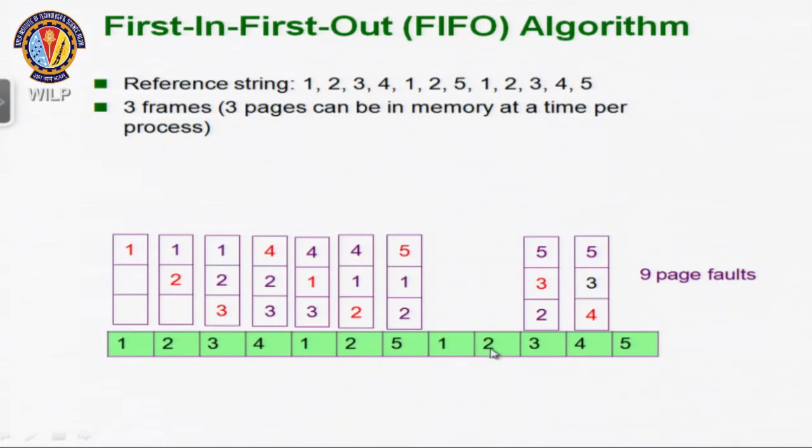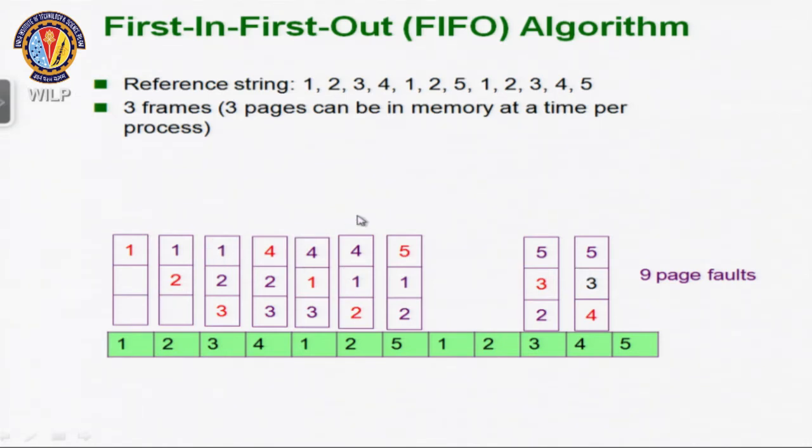Similarly, when the next frame is referenced, there is no change occurring. So these 2 references are not causing any page fault, because the pages are already present in the memory. And now when the reference to a 3 is made, then 3 is to be brought, and when the reference to 4 is made, 4 is to be brought.